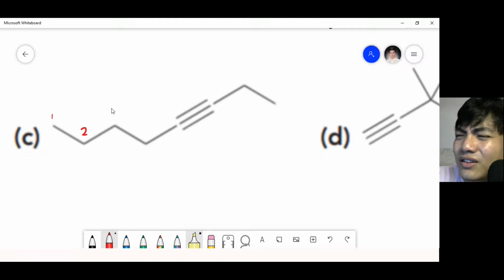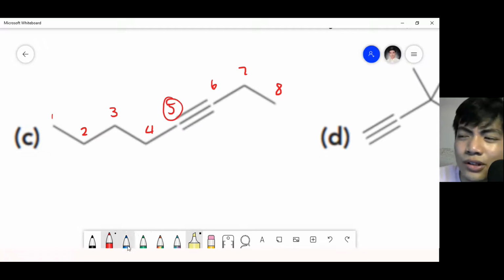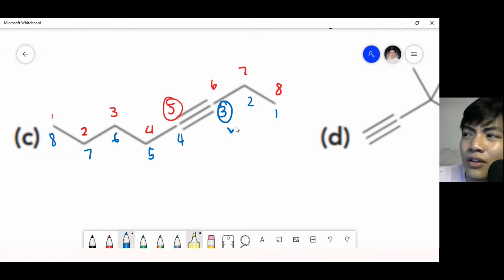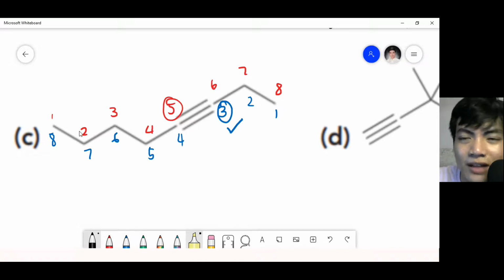When you count from left to right, the triple bond will start at carbon number 5, while if we count from right to left, the triple bond will start at carbon number 3. Obviously, this one is preferred over the 5 because 3 is lower than 5, right?